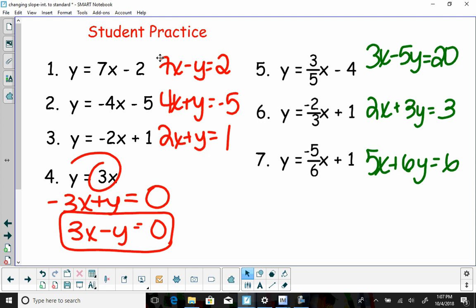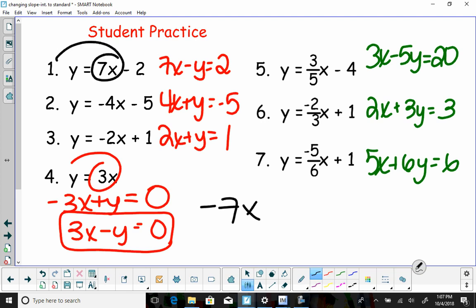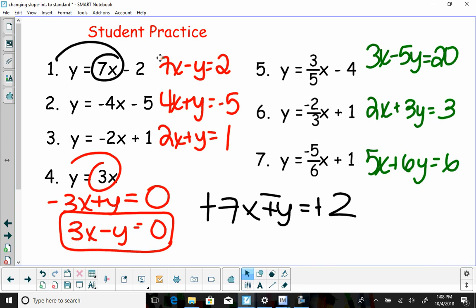See, my first step there was to move this over. That gave me negative 7x plus y equals negative 2. But one of my rules of standard form is I can't have a negative x. So I had to change the sign of everything, which now makes that y negative. Okay, are we good? All right, put that one away.